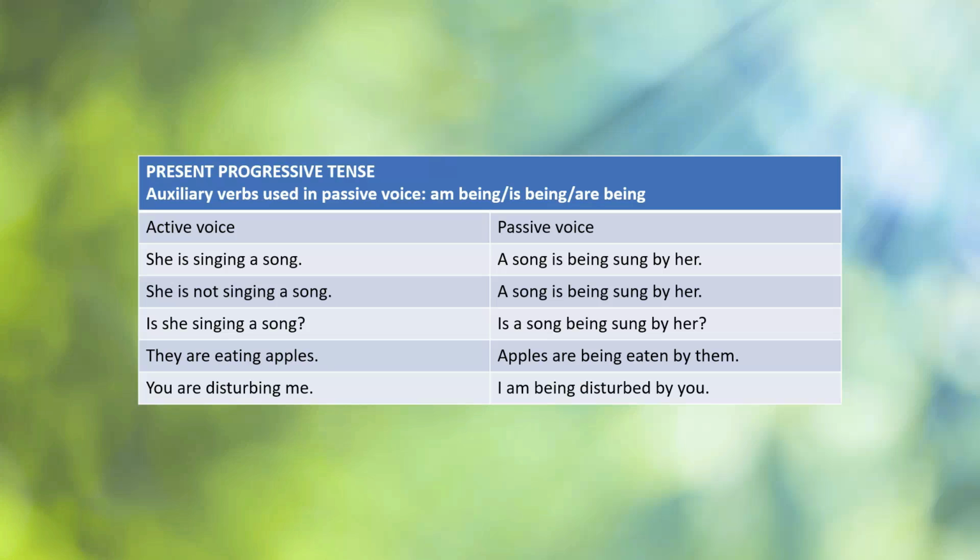You are disturbing me. So when me comes at the place of subject, it becomes I. Then we will use am when there is I as a subject. I am being disturbed by you. So this was the present progressive tense. Now let's see the next one.